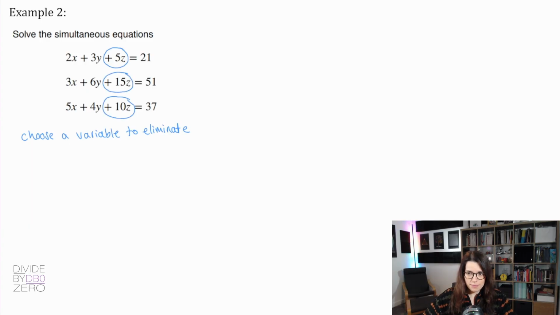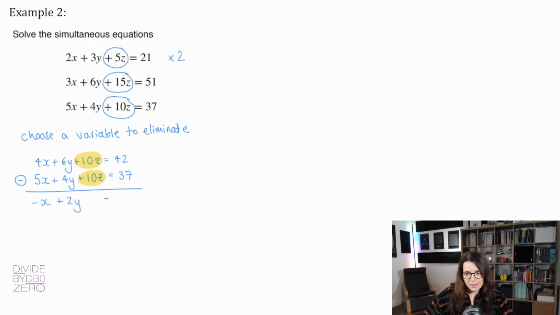So if I start by multiplying the first equation by 2, I'll get 4x plus 6y plus 10z equals 42. And then place the third equation underneath that, so 5x plus 4y plus 10z equals 37. And then because the 10z's match, we can eliminate them by subtracting. So we get minus x plus 2y equals 5.